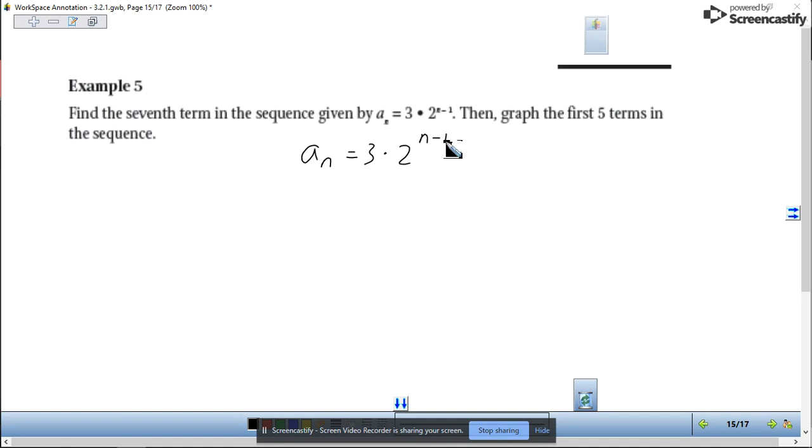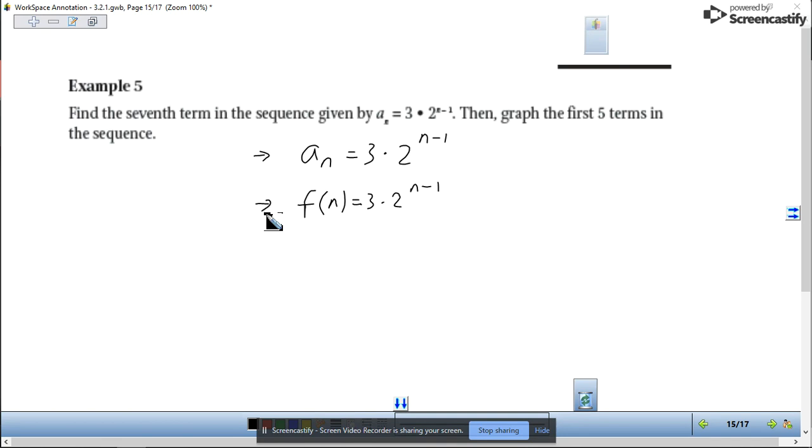Okay. All right. So again, that is the same thing as saying f of n is 3 times 2 to the n minus 1. And we're looking for the seventh term. So I want to do f of 7. Again, the only difference between these two things is the domain. This one has a restricted domain of the natural numbers, while this could be any number. So that's the difference.